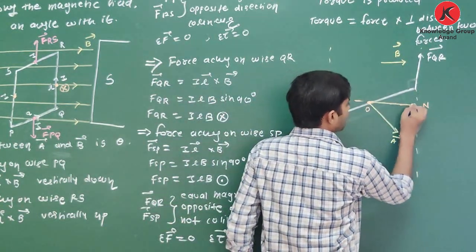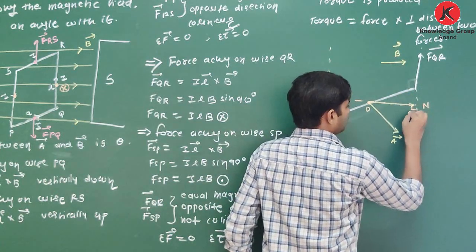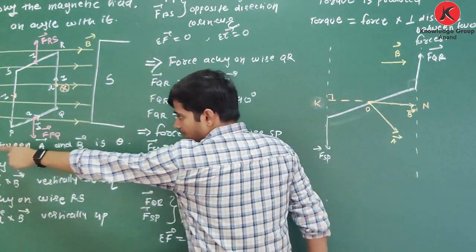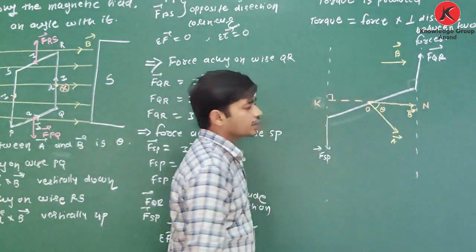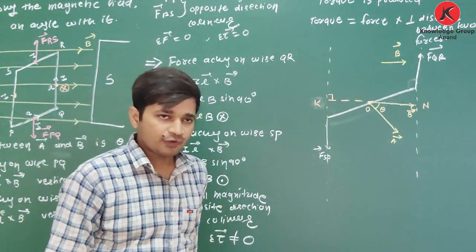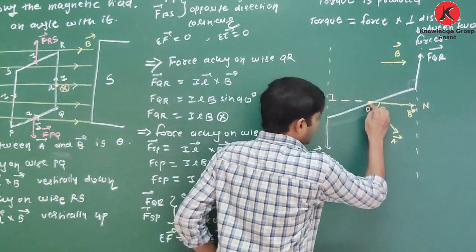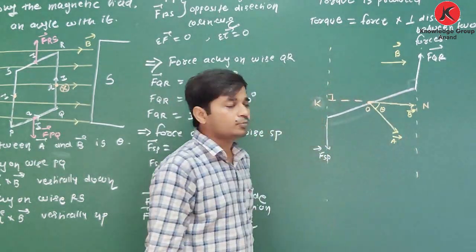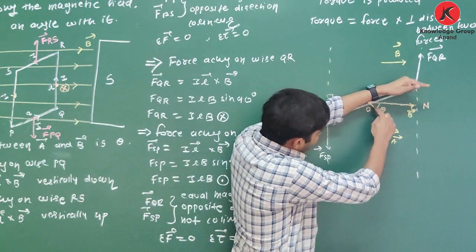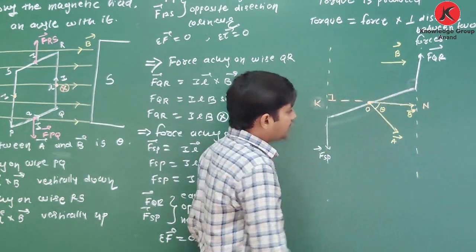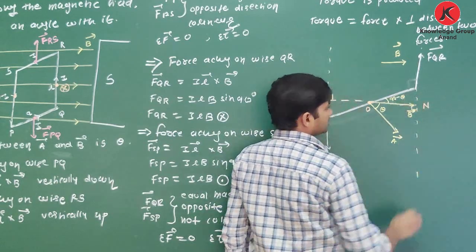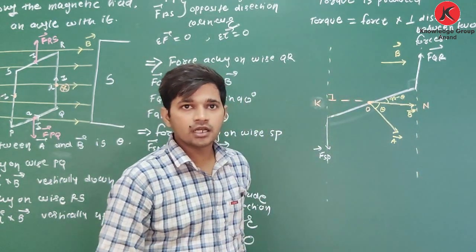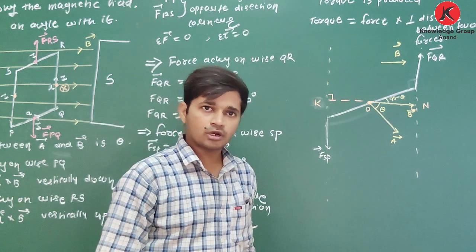Magnetic field is in this direction. I have assumed that the angle between A and B is theta. So yes, this angle is theta. Clear about the figure? This is the plane, and the area vector is always perpendicular to the plane. So if this angle is theta, this angle becomes 90 minus theta. Clear about this?